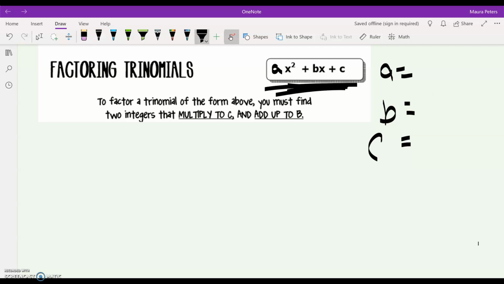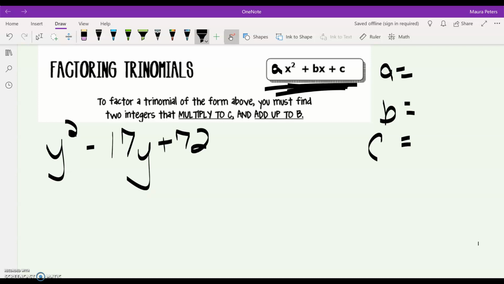All right, let's try another one. Maybe a little bit more challenging one. Let's see. Y squared minus 17y plus 72. So again, A here is 1, B is negative 17, and C is 72.